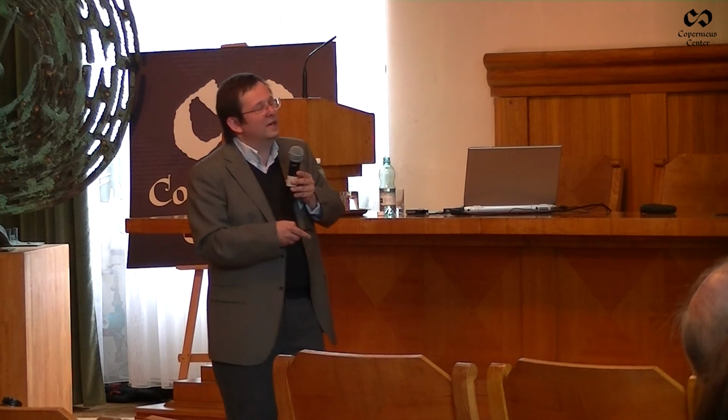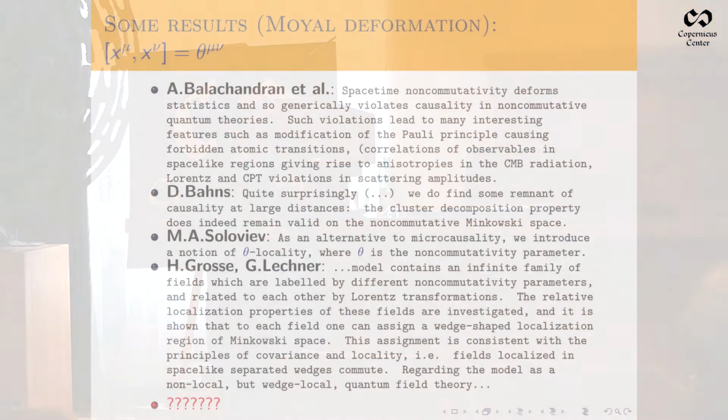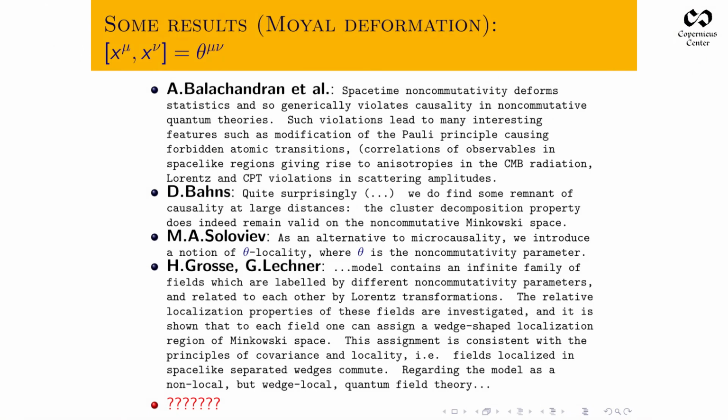So there are 4 results that I can cite. First by Balachandran and collaborators, which is basically negative: violations of causality. On the other hand, looking at some models of field theory on a Moyal space, Dorothea Bahns found that there is some remnant of causality at large distances, the so-called cluster decomposition property, for the expectation of some propagators, so some n-point functions. Then there have been some propositions for an alternative to macrocausality, which is called theta microcausality, theta locality.